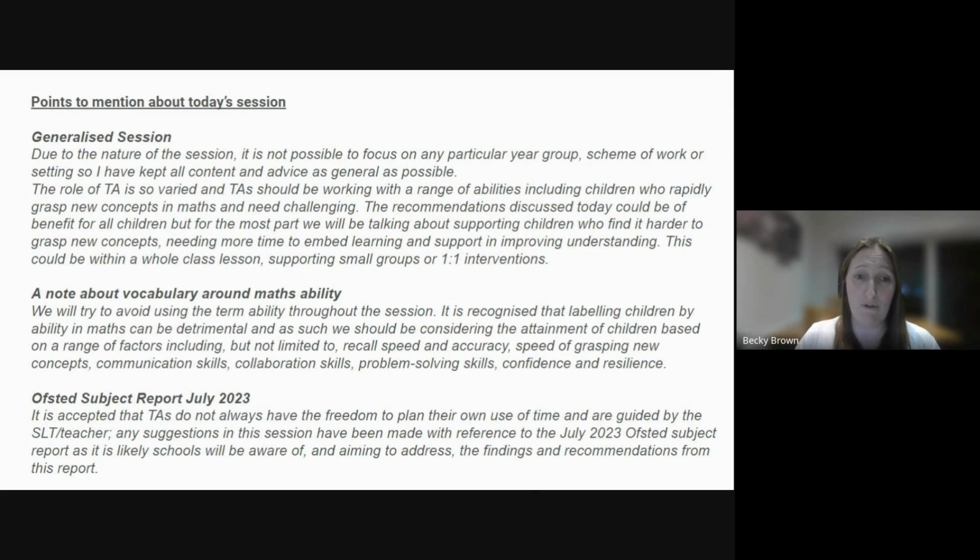And we're talking about the attainment of children based on lots of things, not just how quickly they grasp a new concept, but maths has got a lot to do with memory. If children have really, really good memory skills, then they're going to be able to recall much more quickly, which will free up cognitive load for other things. Also, confidence has got a lot to do with it. Resilience is massive in maths teaching, particularly reasoning.